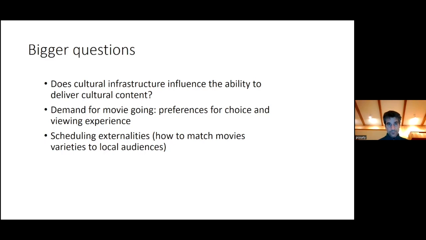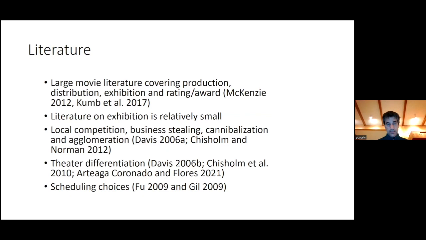So this is the kind of mechanism we have in mind when we think about this null hypothesis, or default hypothesis, that the scale doesn't matter. There is a large literature on movies, but it has a lot to do with production, distribution, and exhibition. There's a large literature on ratings of movie titles. The literature on movie exhibition, which is our focus here, and really about the production function of movie exhibition, is relatively small.